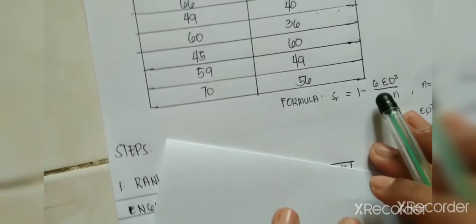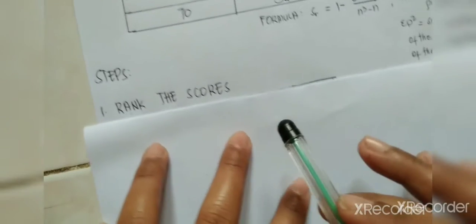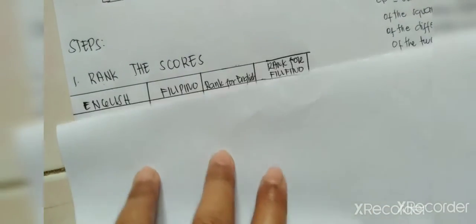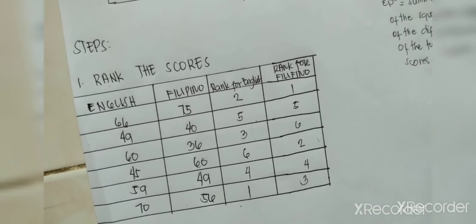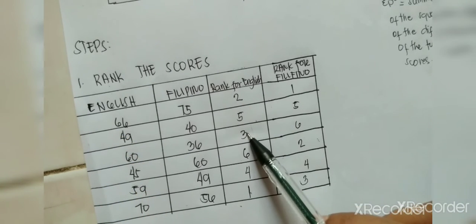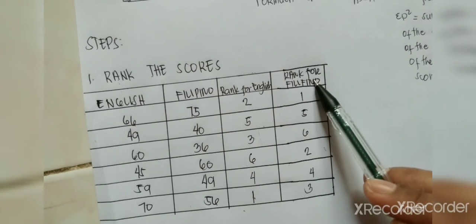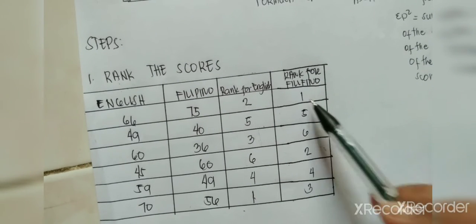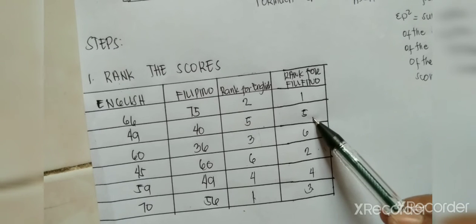Here are the steps in performing Spearman rank correlation. The first step is to rank the scores. The rank for English: first is 70, second is 66, third is 60, fourth is 59, fifth is 49, and the last is 45. For Filipino, first we have 75, second is 60, third is 56, fourth is 49, fifth is 40, and the last is 36.